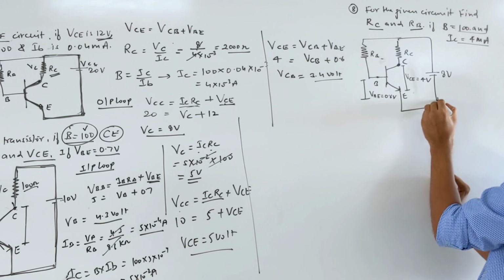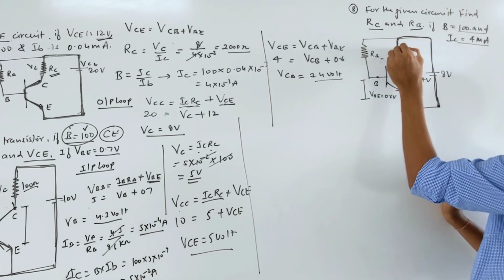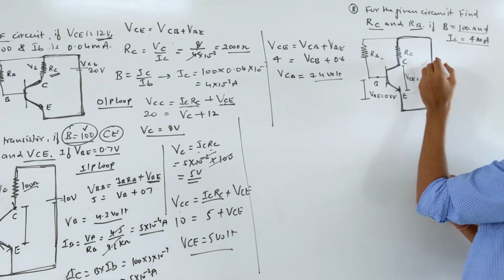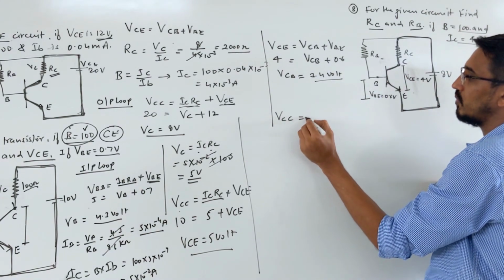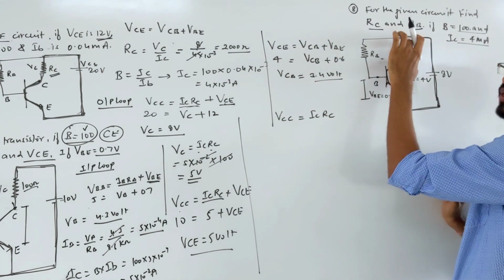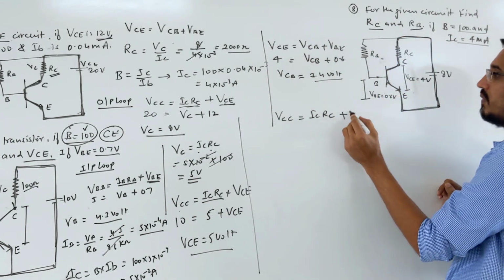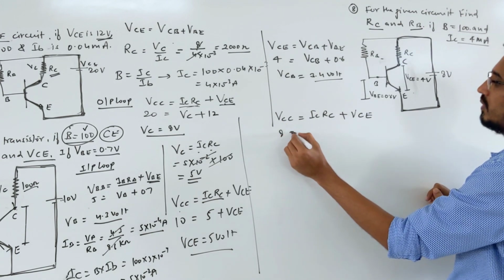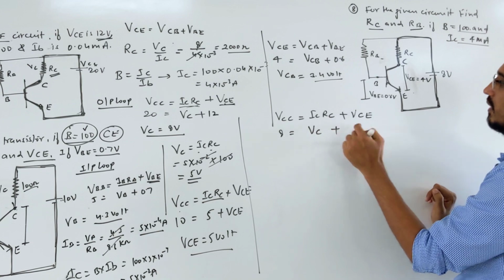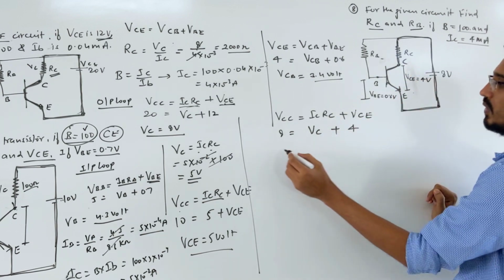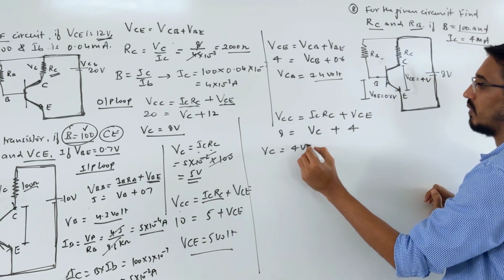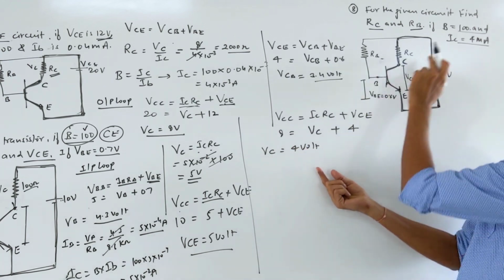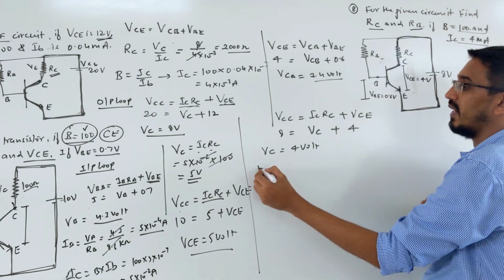We take the output loop. This output loop starts from here, goes here, comes here, and this is your output loop. Your battery, which is called VCC, this voltage goes to what? ICRC, the output voltage here, and VCE. So we know this is 8 volt, this voltage we can find, let's call it VC, and VCE is already given as 4 volt, it means VC is what? 4 volt, correct?